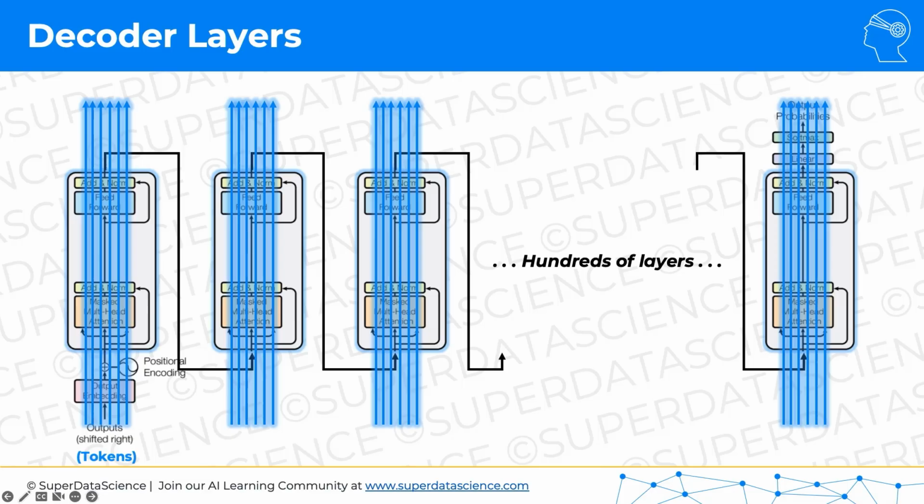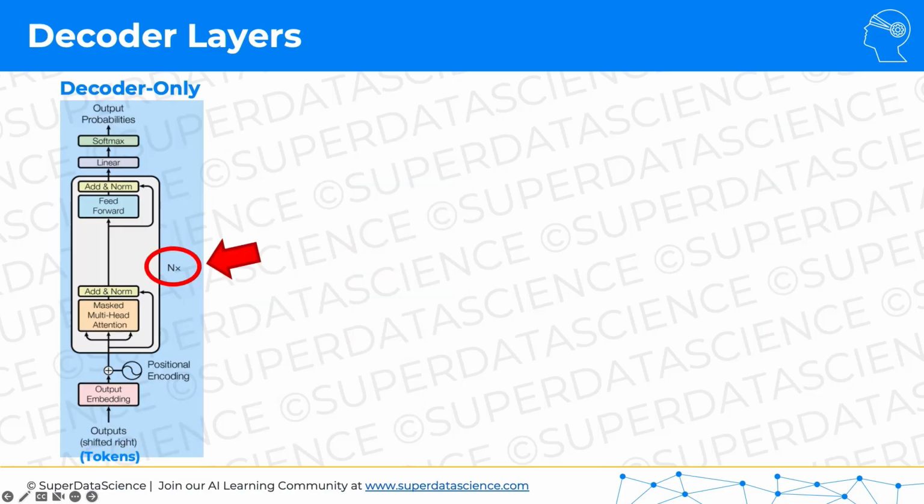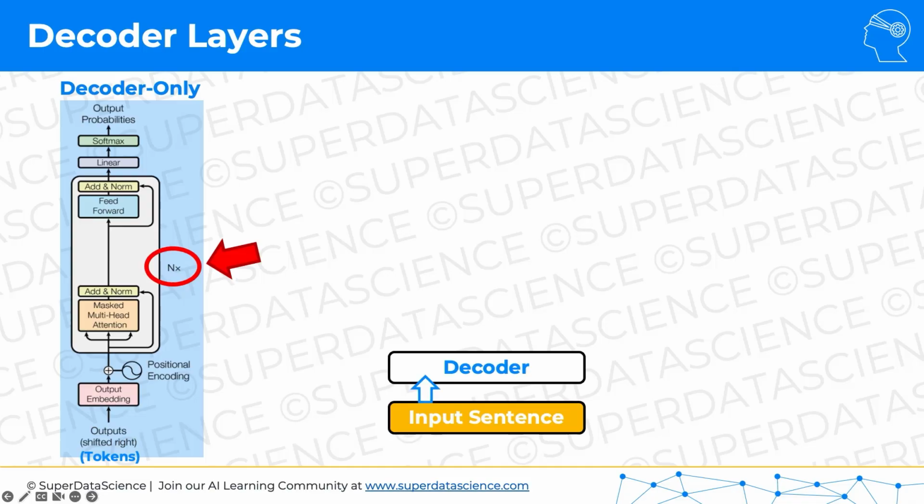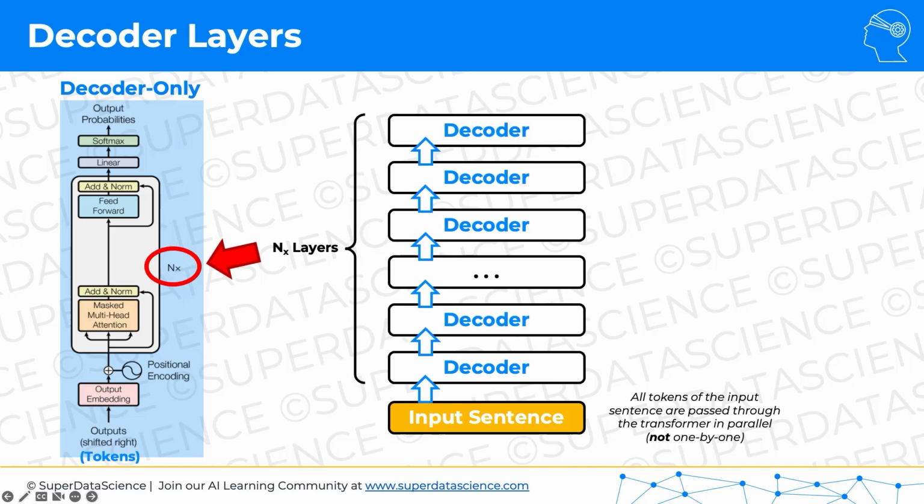And just to quickly sum everything up, we're talking about this NX. So there we've got the input sentence. It goes into the decoder. All the tokens in the input sentence are passed through the transformer in parallel, not one by one, as we discussed. Then that goes into another decoder, and so on. There's NX layers. It can be 6 in the original paper. It can be 96. It can be over 100. It's up to the architecture design. The decoder layers are independent of each other with their own sets of weights and parameters. Very important. The weights that are being learned are different in each decoder. The vectors go in parallel like that.